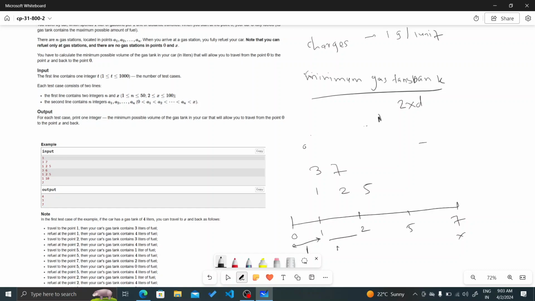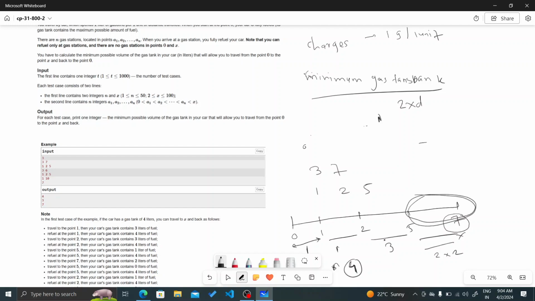From here to here, we need at least one gasoline tank size. From here to here, we'll need at least three sized fuel tank. From here to here and here to here, we need 2 into 2 sized fuel tank, because there is no fuel tank at the last position. So we should have at least four sized minimum gas tank. Okay, because if we have less than four sized gas tank, which is the maximum among all this, then we won't be able to cover this segment.